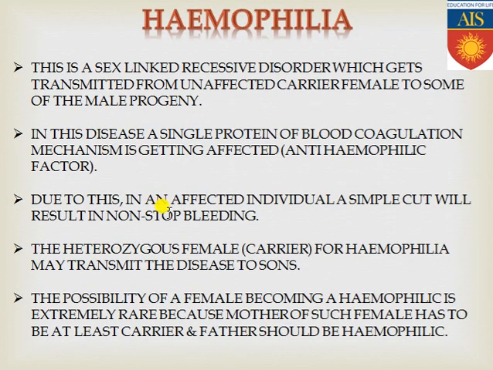Hemophilia is actually another type of sex-linked recessive trait or disorder which gets transmitted from the unaffected carrier female to some of the male progeny. Obviously, this is also getting transmitted by the carrier female, because in case of female, if one X chromosome is containing the hemophilia gene, another X chromosome is containing the wild type gene, and that will be suppressing the hemophilic gene, automatically the female will not be affected, rather the female will be a carrier for that disease.